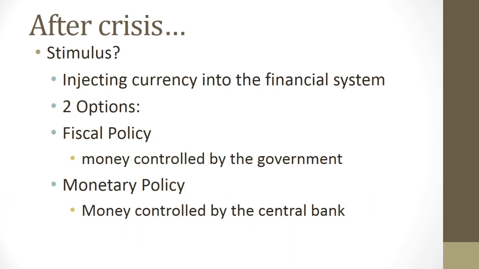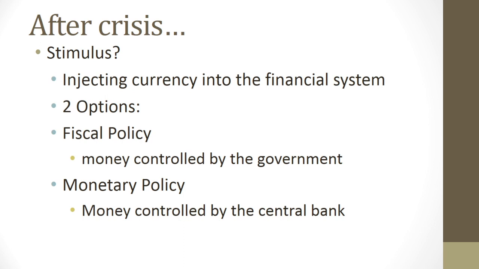Now, we have a bank that does that. We call it the Federal Reserve. But we have two options. Our government has two options. They could either use fiscal policy, and that's money controlled by the government, or monetary policy, which is money controlled by the central bank. Again, our Federal Reserve.